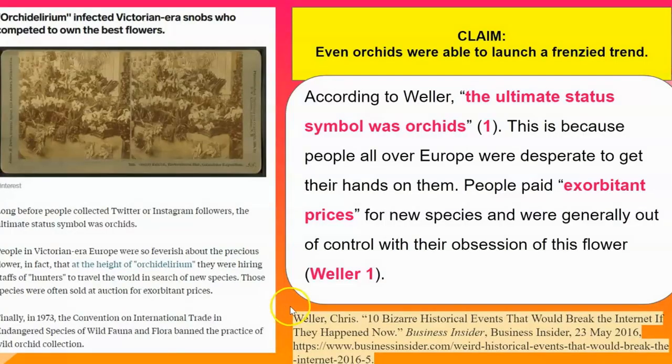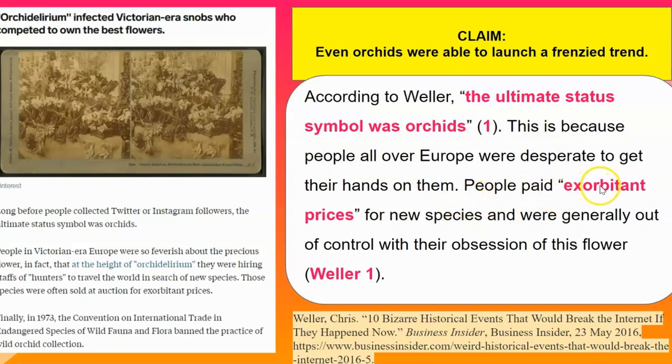Okay, now that you're ready to check your answers, this is what it would have looked like. So you'll notice that "according to Weller" is right here. This is a really great signal phrase that you can go back and add to the signal phrase examples in your notes. So according to Weller, the ultimate status symbol was orchids. So that would be the piece of relevant evidence that we were looking for there.